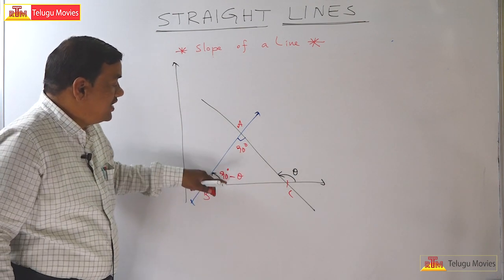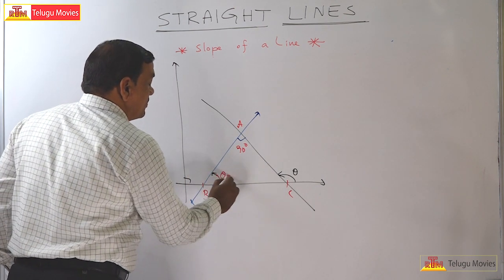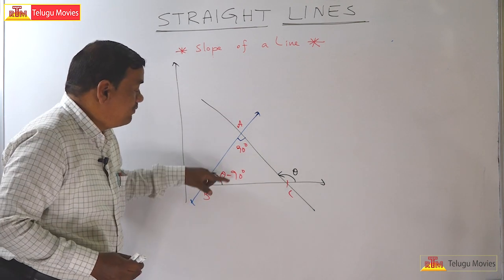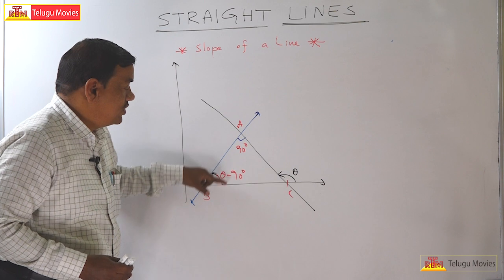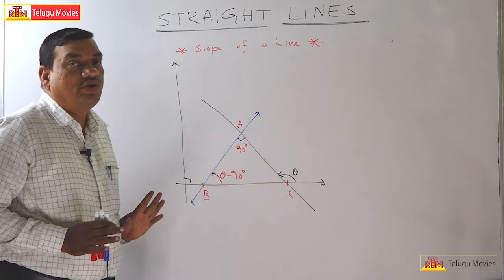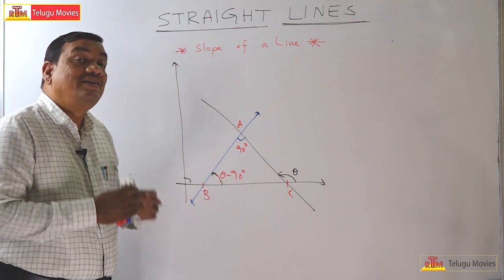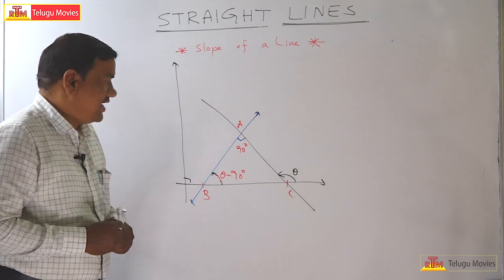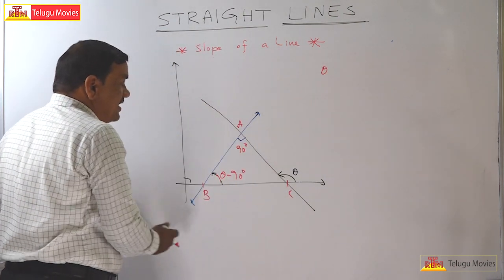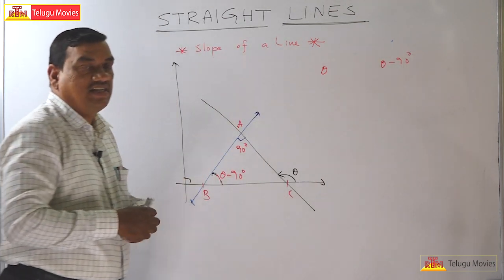Add these two angles. Sorry, so this is equal to theta minus 90 degrees. See here, add these two: plus 90 minus 90 will get cancelled, theta is equal to theta. So here we have used the concept that the exterior angle is equal to the sum of the interior opposite angles in a triangle. So the first line is making an angle theta, the second line is making an angle theta minus 90 degrees.